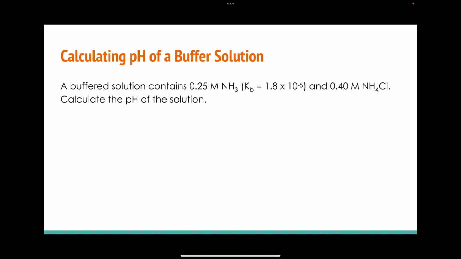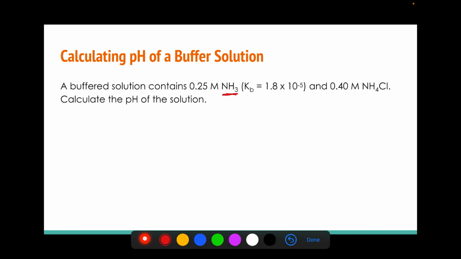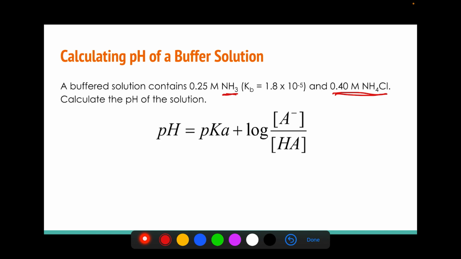Now let's think a little bit more mathematically about buffer systems. Here we're asked to calculate the pH of a buffer system that was made by combining the weak base NH3 with its conjugate acid NH4+. Notice the NH4+ is written here as its salt, but the Cl- is a spectator ion, so we can ignore it in this case. So of course we're going to use our Henderson-Hasselbalch equation.